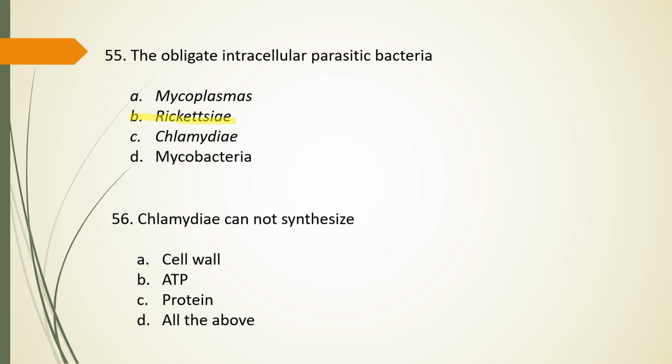Question number 56. Chlamydia cannot synthesize option A, cell wall, B, ATP, C, protein, D, all the above. The correct answer is option B, ATP. Chlamydia are unable to synthesize ATP because they are obligate intracellular parasites. They lack the ability to carry out energy metabolism. Chlamydia are dependent on the host cell to provide them with ATP and other intermediates.